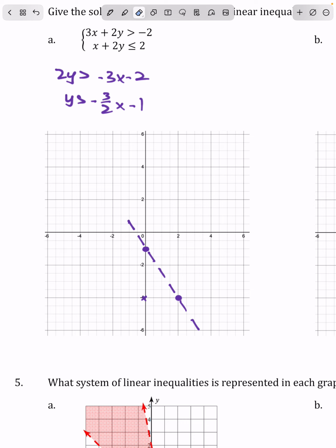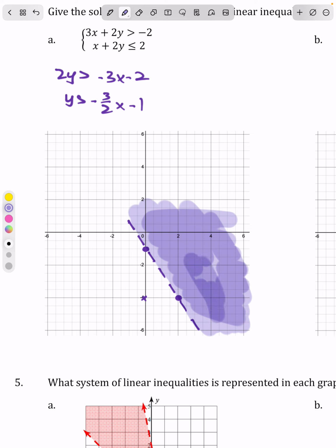And because I put it in slope-intercept form, I can simply shade above. So I'm going to do that. I'm going to go nice and light because I'm going to do it with my highlighter. I'll go purple. I'm going to highlight it above, color it above. I kind of messed it up. Let me do it again.